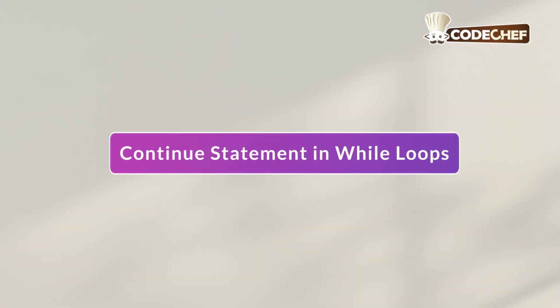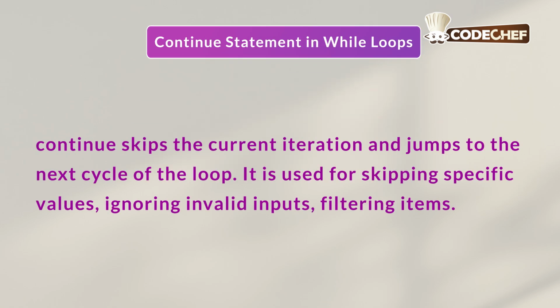Next is the continue statement in while loop. Continue skips the current iteration and jumps to the next cycle of the loop. It is used for skipping specific values, ignoring invalid inputs, or filtering items. So we use the continue statement inside a loop to skip the remaining part of the code in that iteration. And then the condition for the loop will be checked again and again, and the same piece of code will be executed till the loop condition is true.